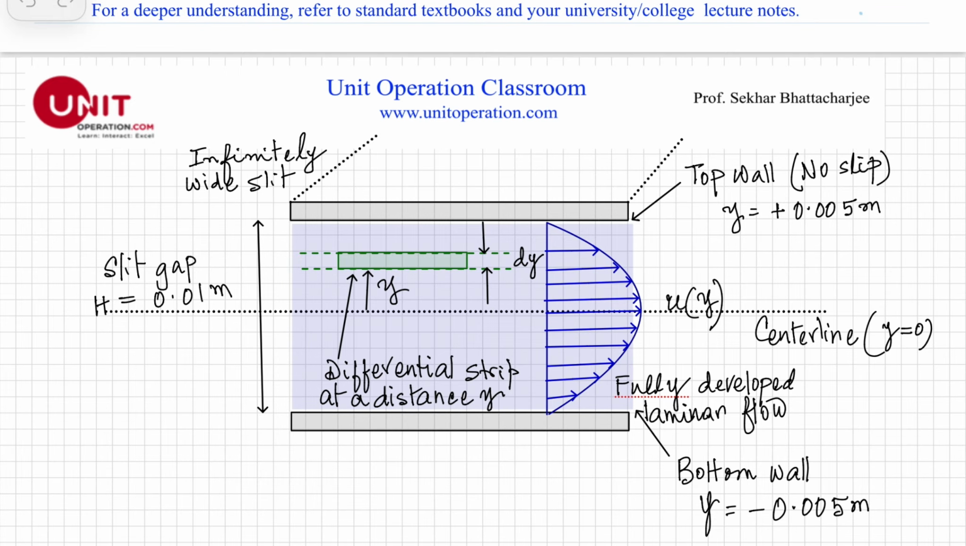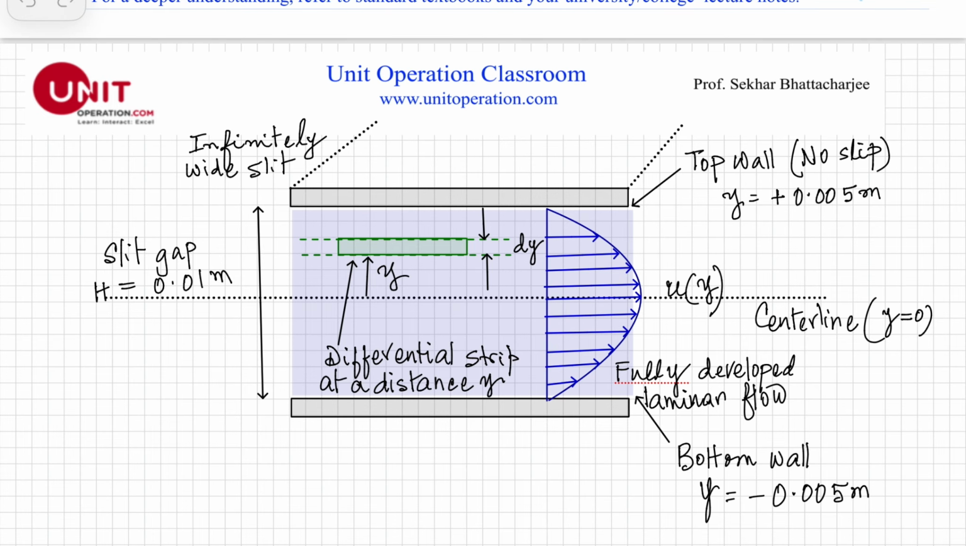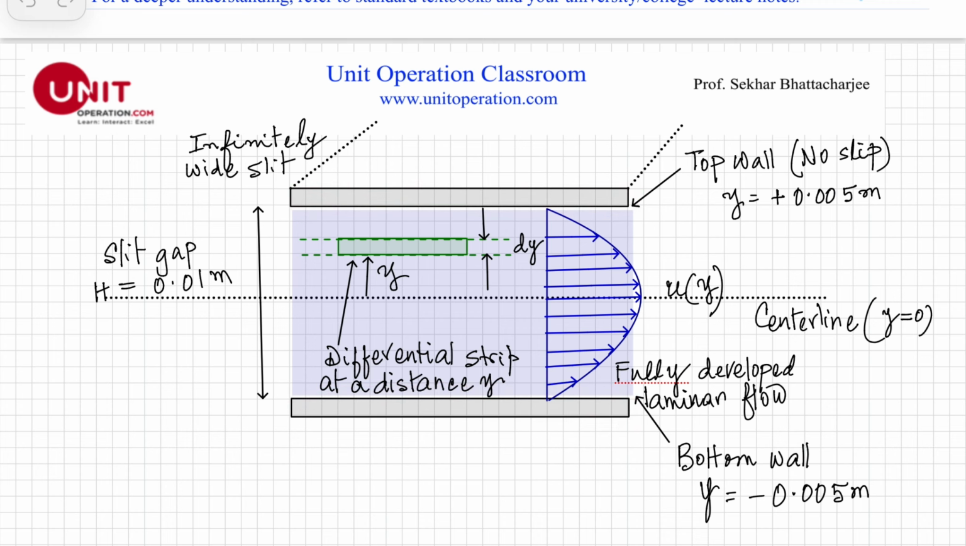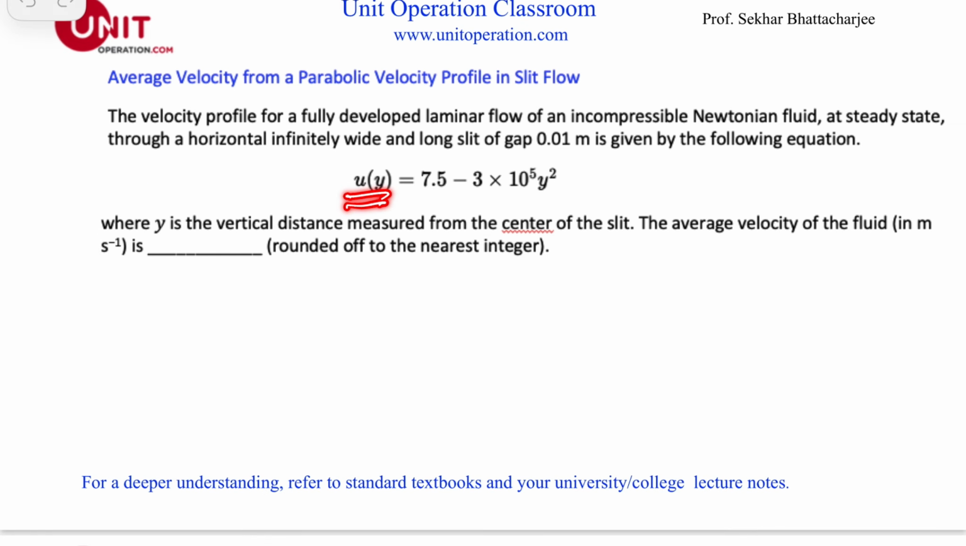If we try to see a bigger schematic of this problem, let's say this is the gap we are talking about, through which the polymeric liquid comes out, and this is the upper plate. Between these two plates the polymeric solution comes out, so this is a flow between two parallel plates. It's a parabolic velocity profile, given as u(y), meaning the velocity is a function of y.